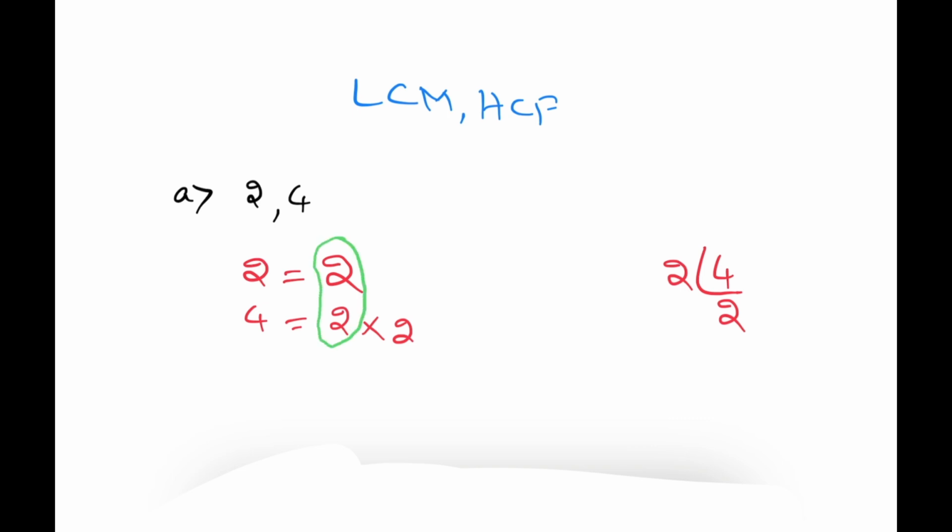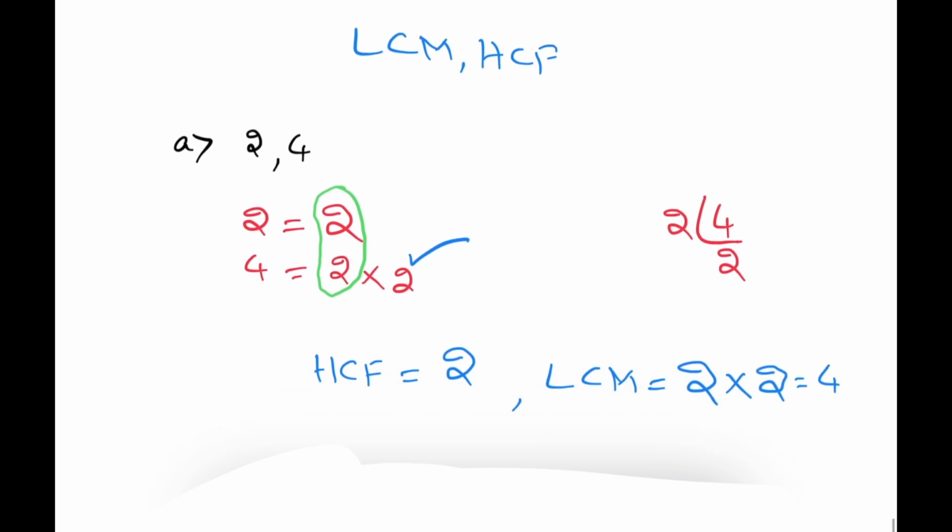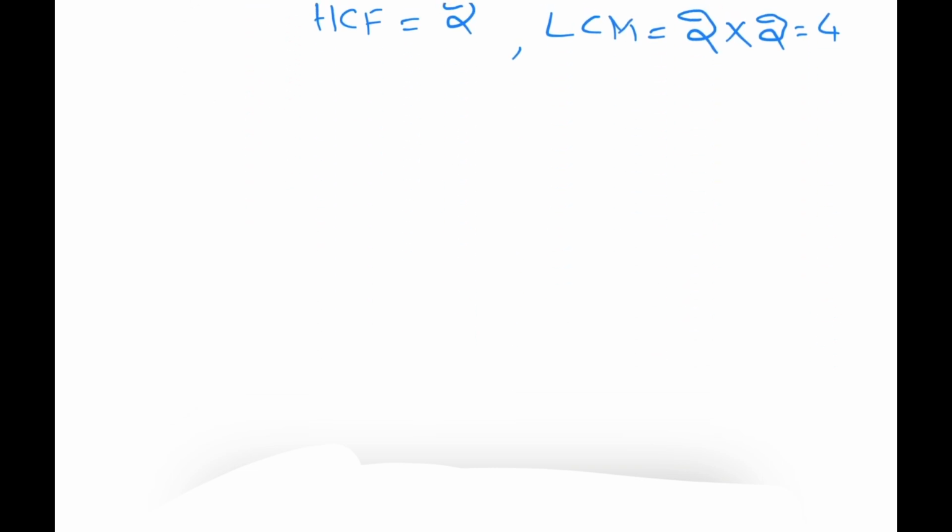So now the HCF will be what is common, you need to write that one. So that is the HCF. Then moving to the LCM, first write the number which is common, into whatever extra is remaining, write that extra also. 2 times 2, it is 4. So the HCF is 2 and the LCM is 4. Let us take one more example to make it more clear.